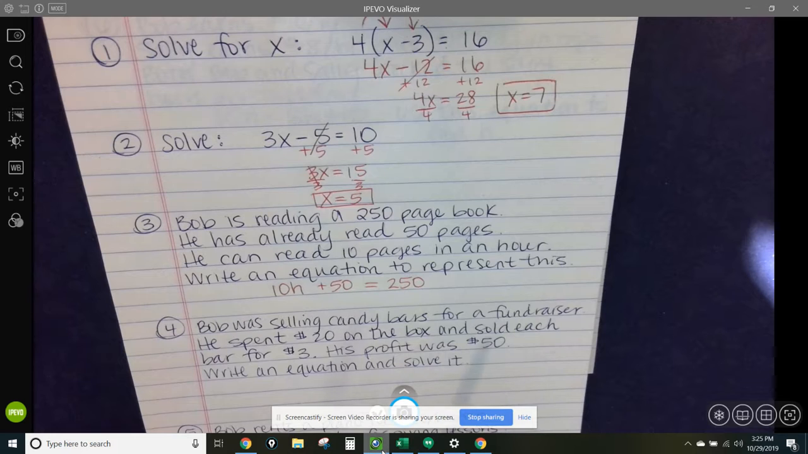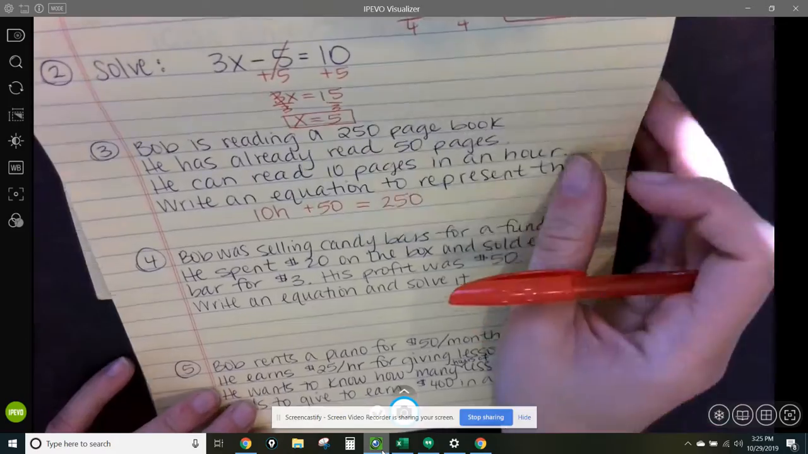It doesn't ask you to solve it on this problem, but you could solve to see how many more hours he needs to read the whole book if you wanted to. But it just asks for the equation. So there it is. All right, number 4, another word problem.